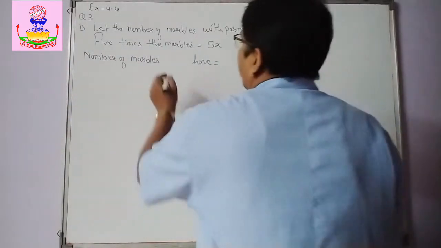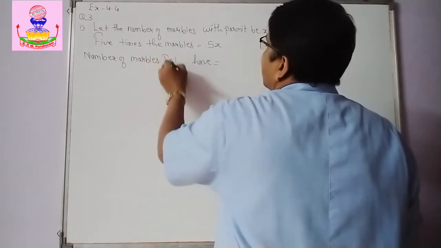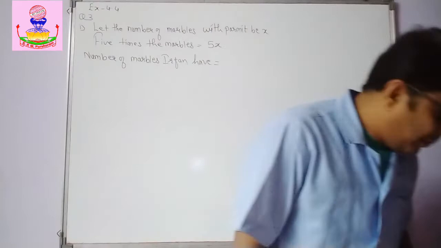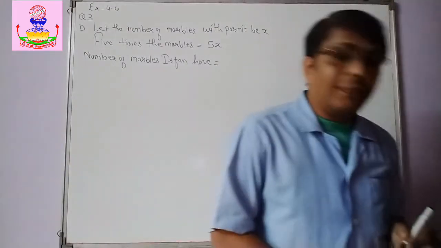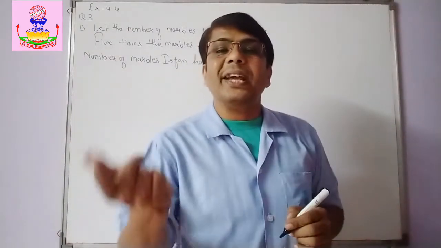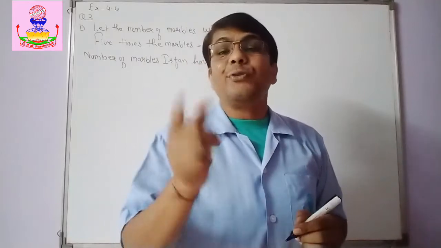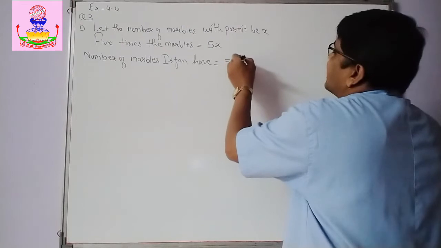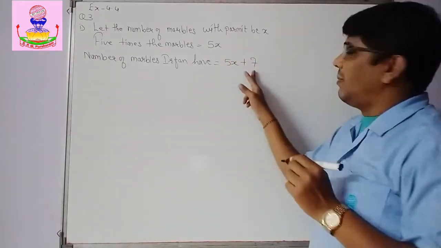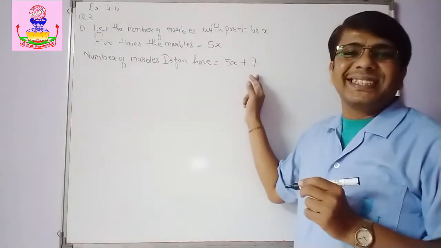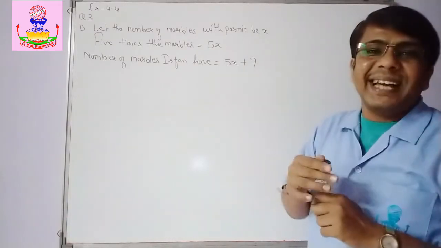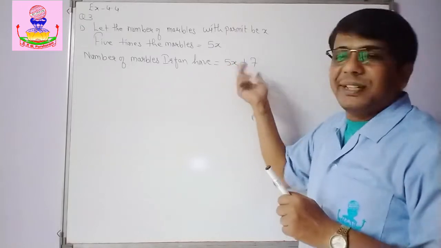So now we can put that equation. Number of marbles Irfan has. Okay, so Irfan has how many? 7 marbles more than 5 times what Parmeet has. So 5 times plus 7, 7 marbles more, plus 7, then 5 times the marbles that Parmeet has. Okay, so we have got this equation.